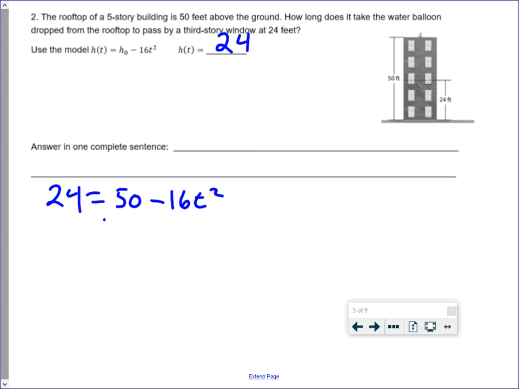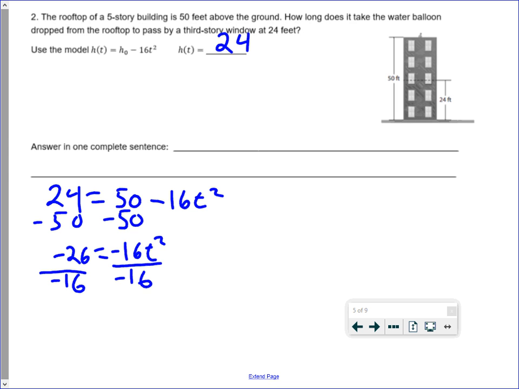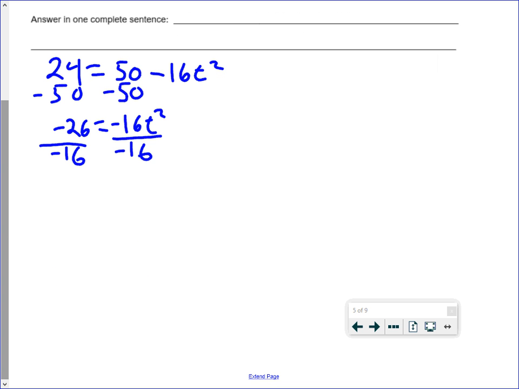And we're going to do what we always do: isolate the t squared and solve for t. 24 minus 50 is negative 26. That equals negative 16t squared. Divide by negative 16 on both sides. All right, negative 26 divided by negative 16, that's going to reduce to 13 over 8. The negatives cancel each other out, and we divide the top and the bottom by 2. 26 divided by 2 is 13. 16 divided by 2 is 8. All that equals t squared.